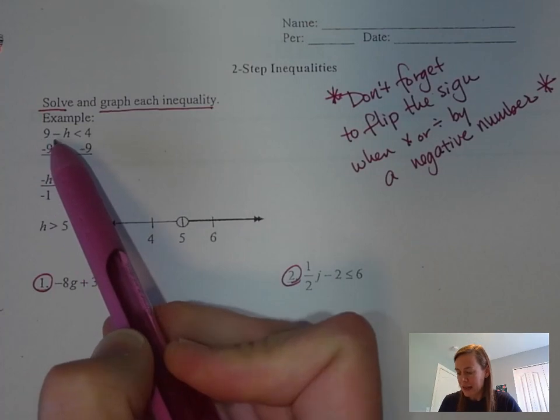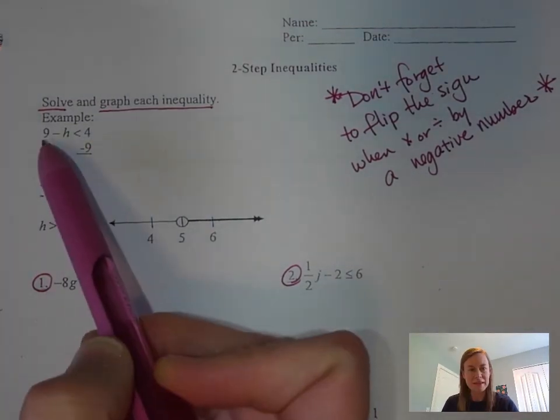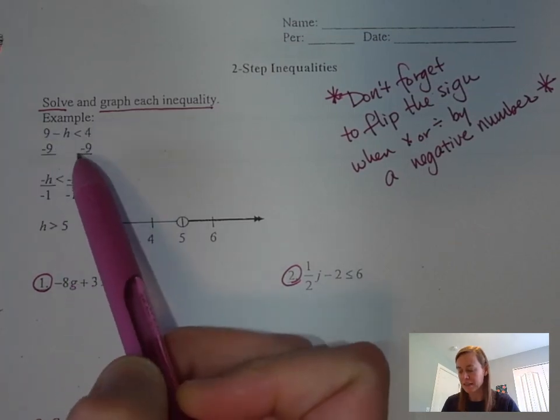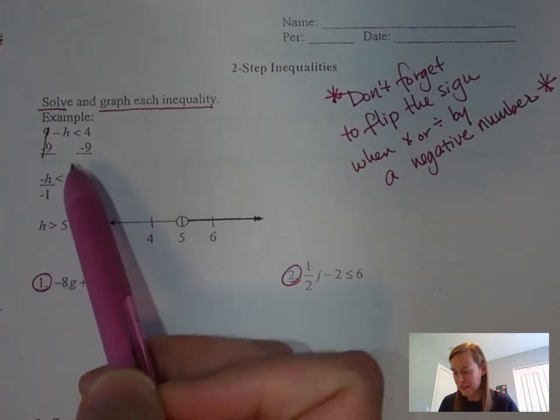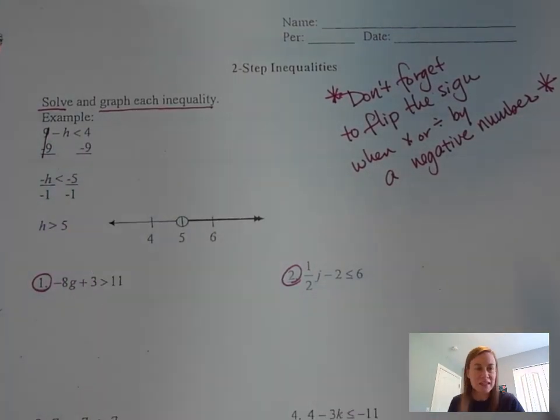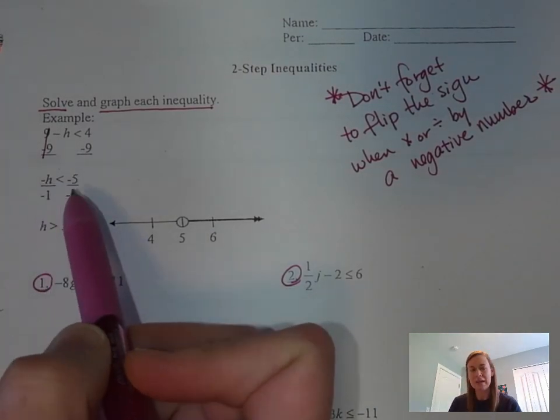It says 9 minus h is less than 4. Okay, so we need to get rid of that 9. So we're going to do that by subtracting. And then when you subtract that, that cancels, and you're left with negative h is less than 4 minus 9, which is negative 5. And now we need to get rid of that negative sign, so we're going to divide through by a negative 1.